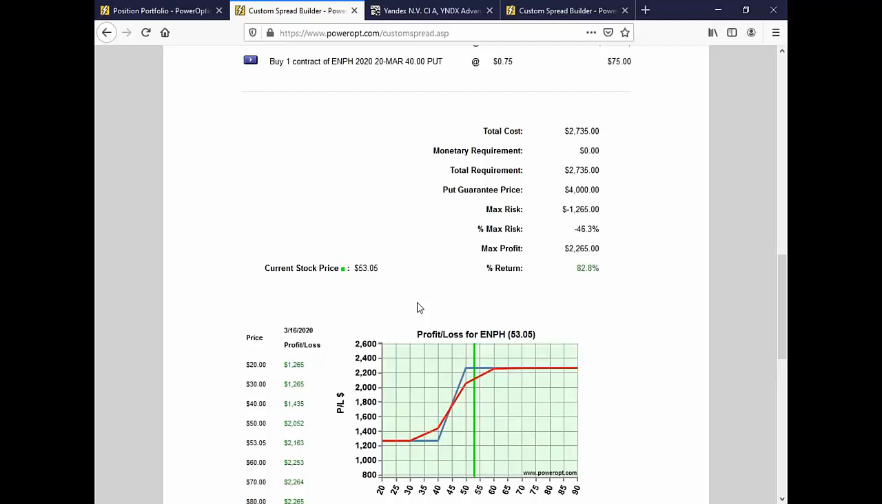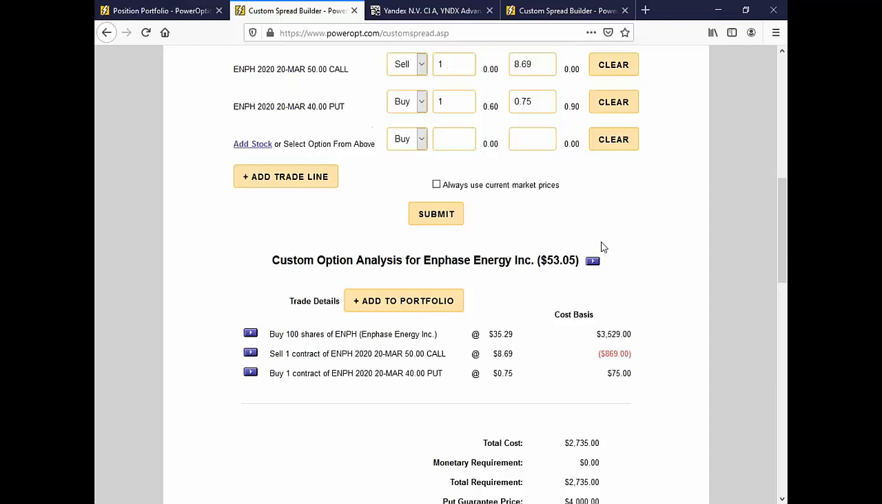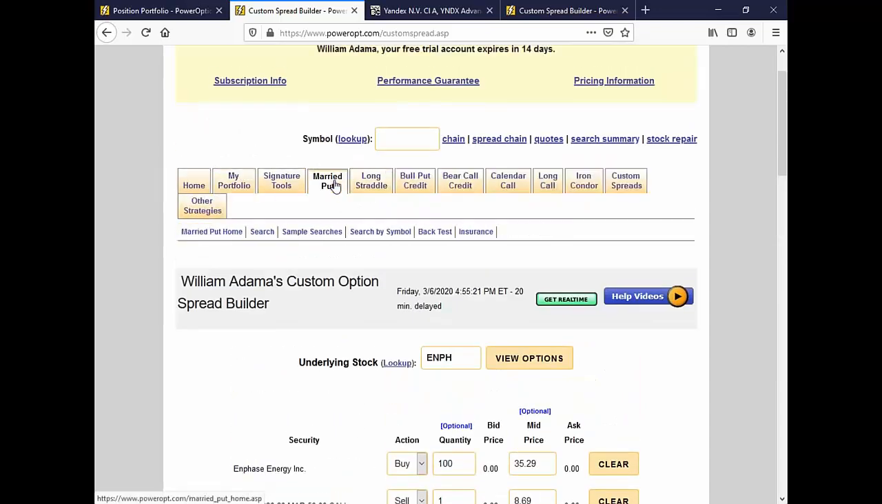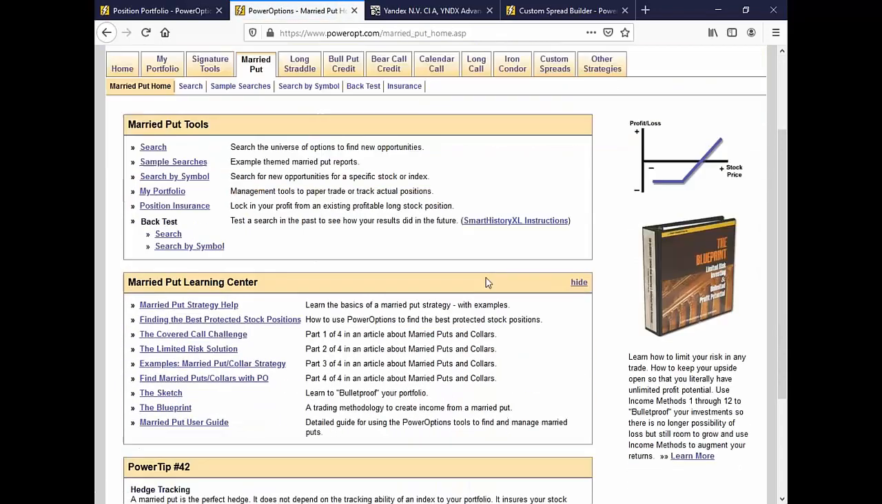Similar to what we could have done with ENPH, but it's the covered call position, so I wouldn't have used the insurance tool to do this. I think this is a beautiful looking trade, again. But let's go to that married put tab. Right, we're talking about some of these positions here.